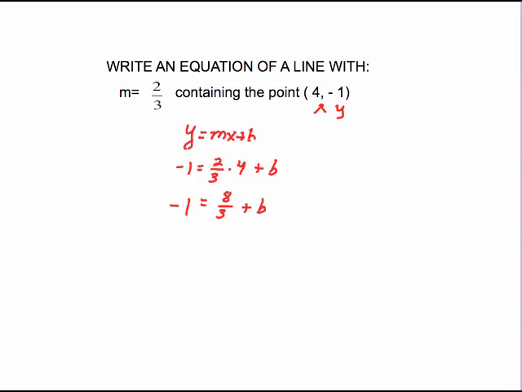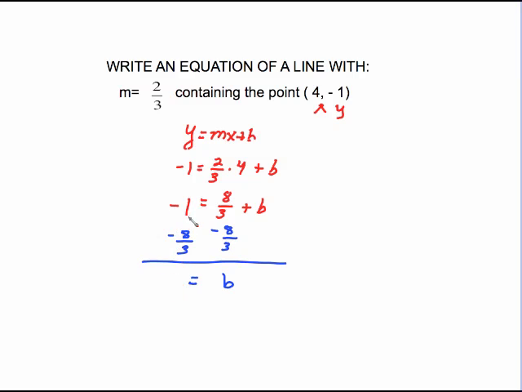Let's look at this last part again. If fractions don't freak you out, or if you have a calculator that works fractions and you have a teacher that lets you use a calculator, you can deal with this fraction as is. This is 8/3 plus b. Let's undo this by subtracting 8/3 from both sides. If you're using a calculator that does fractions, this is pretty easy. You just type in -1 minus 8 divided by 3, and there's your answer.